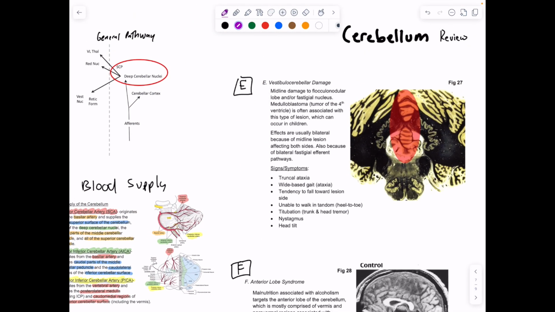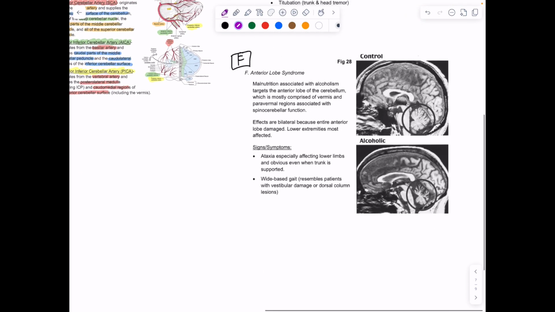Here we have vestibulocerebellar damage, so we have damage to the flocculonodular lobe. This is the nodulus. The flocculus is over here, but we know that they're continuous with each other. We're just being hidden by the inferior cerebellar peduncle that we see there. All right, effects are usually bilateral because of midline lesion affecting both sides, and truncal ataxia, wide gait, tendency to fall towards lesion side.